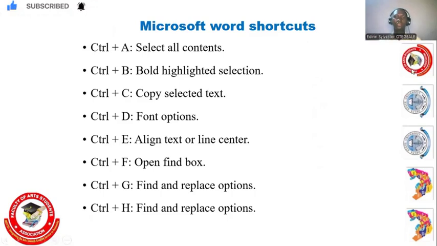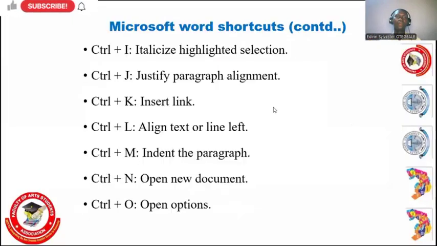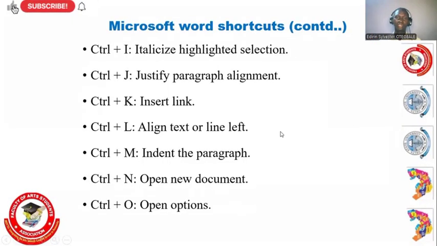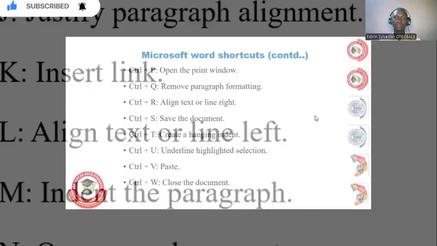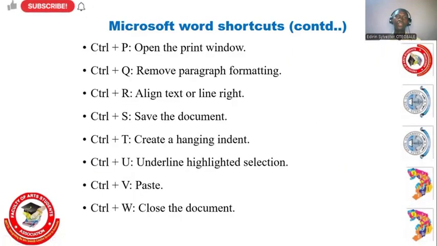So we have all these keys, very many of them. Control I, italicize. Control J is to justify. Control K, the link. Control M is to indent paragraph. Control N, open new document. So on and so forth. There are so many of them. Control P is to print. We have Control Q, paragraph format. Control R is to align text. Control S is to save. We have Control U to underline. Control V is to paste. Control W is to close.